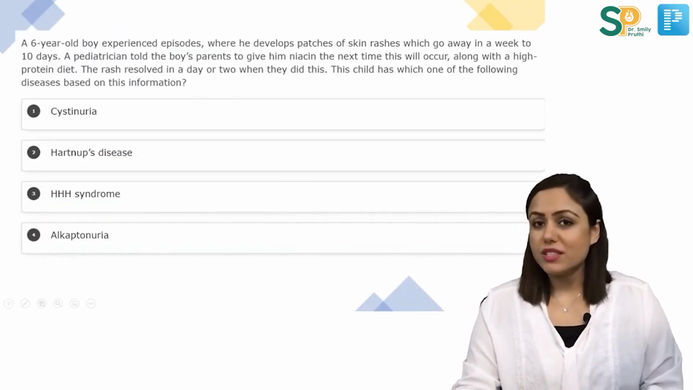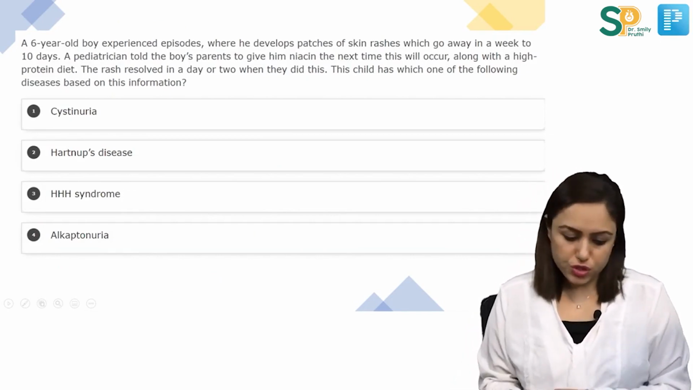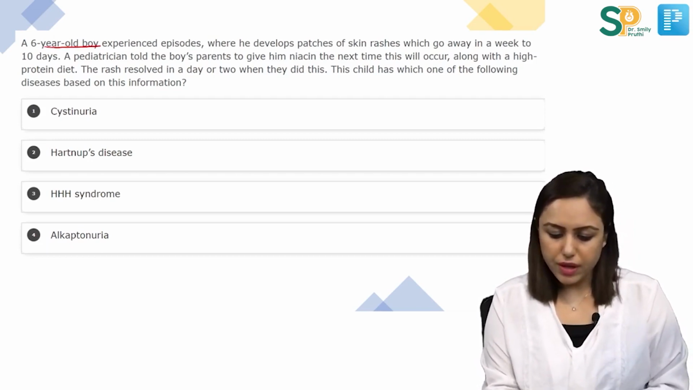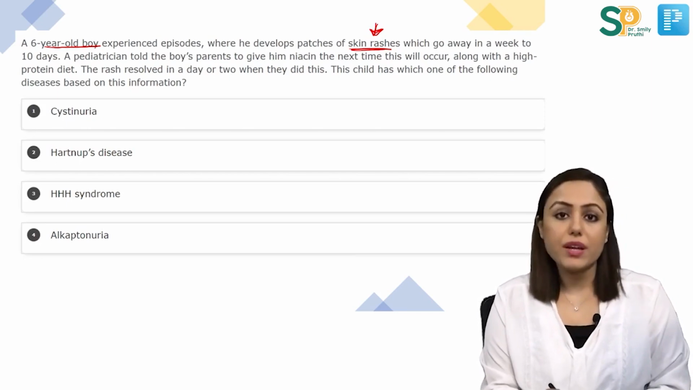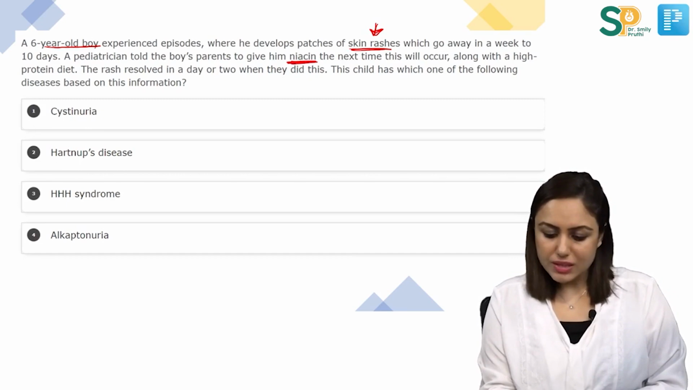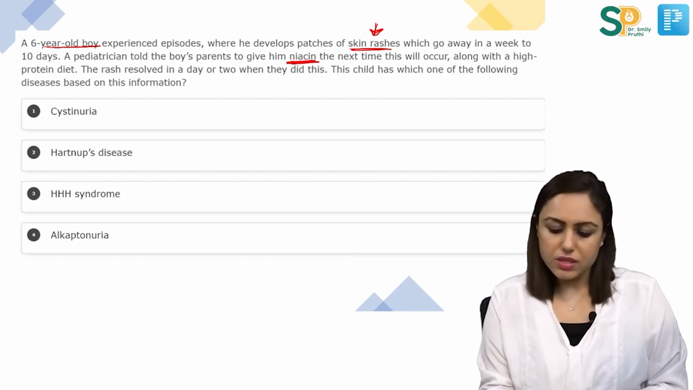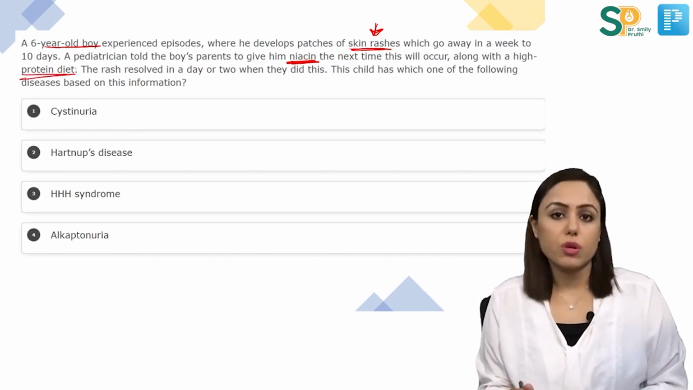So in this video, let's start with the questions taken from this latest QBank. Have a look at the first question. A 6-year-old boy experienced episodes where he develops patches of skin rashes. Skin rashes is a keyword here, which go away in a week to 10 days. A pediatrician told the boy's parents to give him niacin. This is another keyword here. Niacin was to be given the next time this occurs, along with a high protein diet. High protein diet is also recommended.